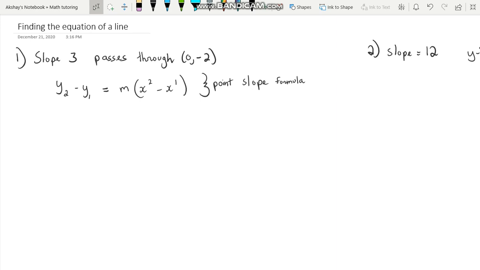Now our y1 is equal to negative 2 and our x1 is equal to 0 and our m is equal to 3. Now we can substitute it into our point slope formula, which is going to help us find the equation of our function. So y2 minus negative 2 is equal to 3 times x2 minus 0.